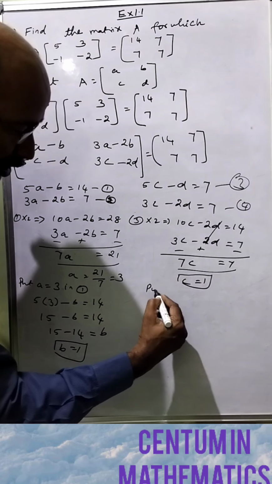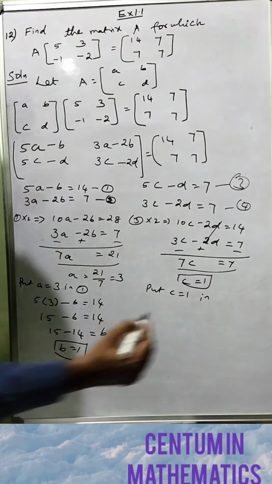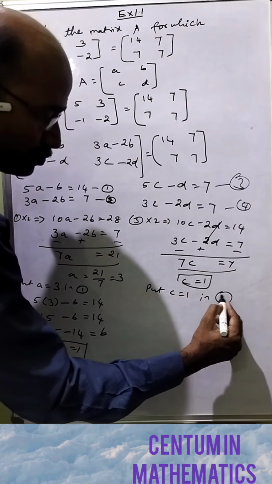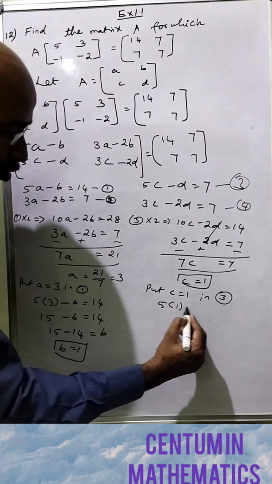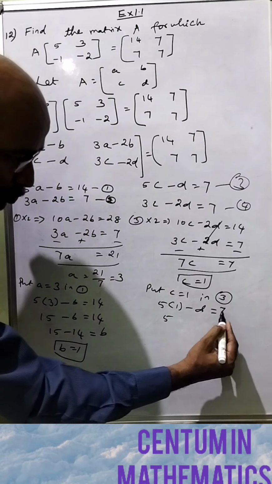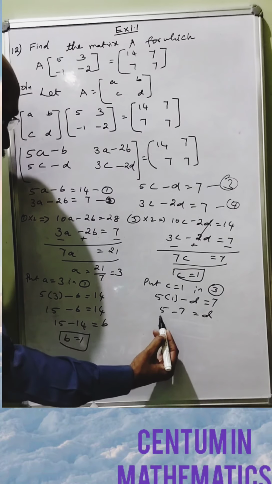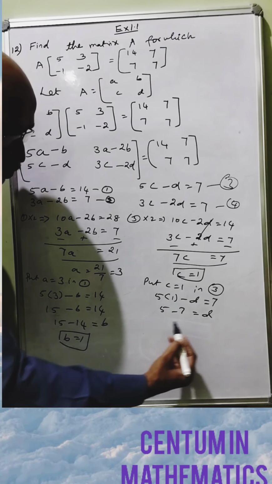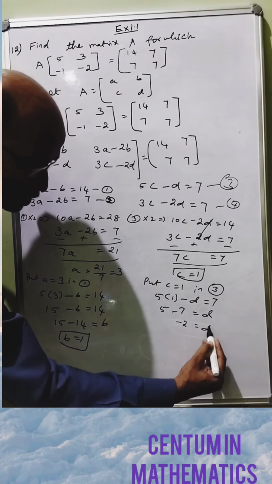That C value apply in. Put C equal to 1 in 3 or 4, your choice. We can apply in 3. Okay, so 5 into 1 minus D equal to 7. So 5 minus 7, bring D that side. So 5 minus 7 equal to D. So subtract, you may get minus 2. So D value is minus 2.